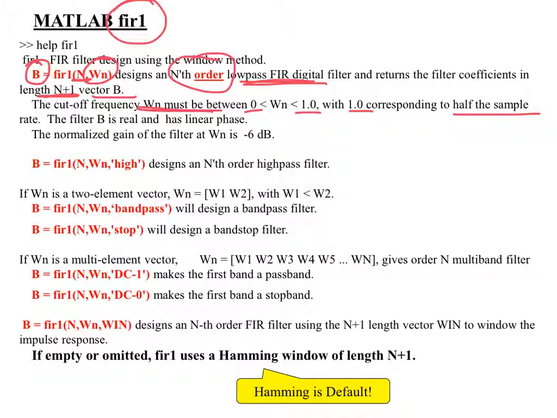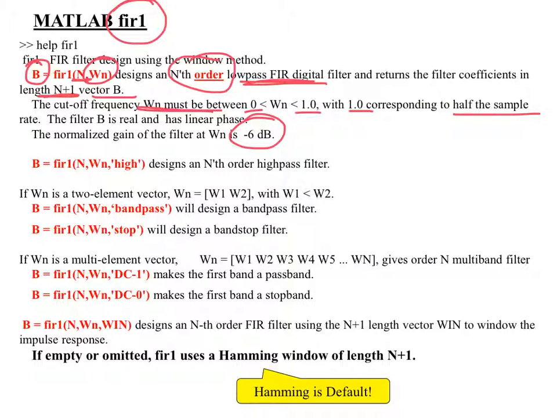We saw that this design gives us a 0.5 at the cutoff. That 0.5 corresponds to minus 6 dB. So if you really want the cutoff to be at minus 3 dB, you kind of have to play around with this a little bit to get it right. So it could be a fairly tedious iterative design process to get exactly what you want. And that's one of the big drawbacks to this design approach, is that it's not that straightforward how to get exactly what you want.